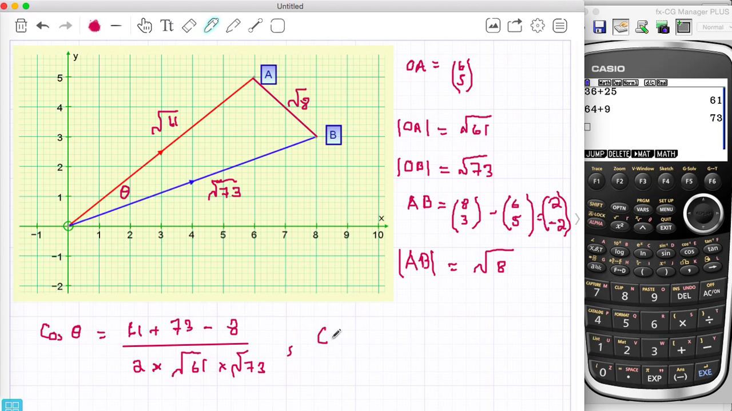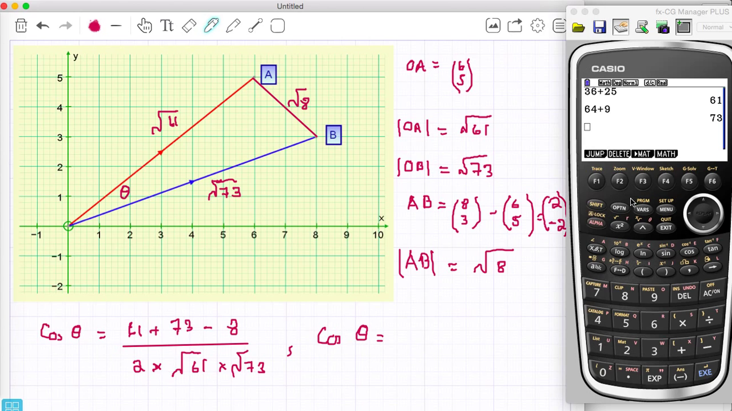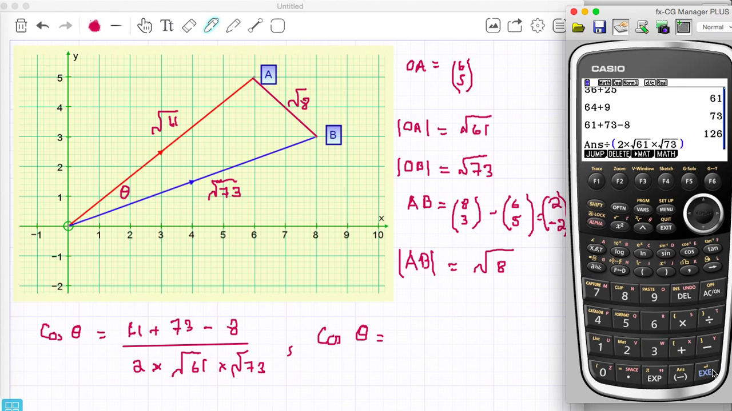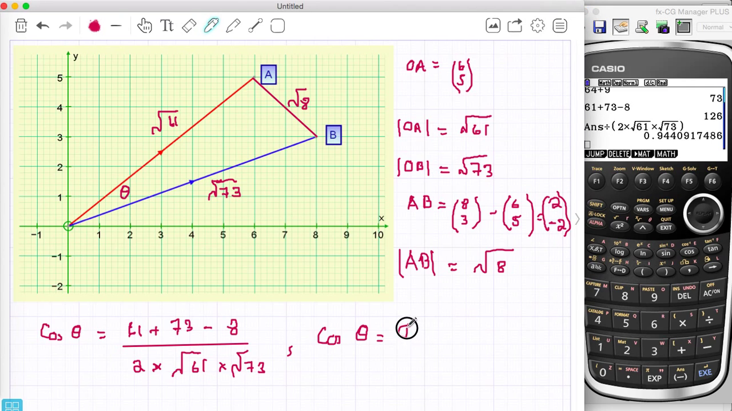And so that leaves me with cosine theta. I'm going to do it all on the calculator now. So I've got 61 plus 73 minus 8. Divide all that by 2 times root 61 times root 73 gives me 0.944.